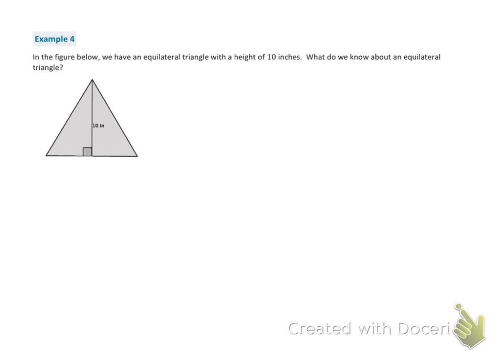Okay, this next example leaves us with a little bit more to figure out. So let's look at it. Example 4. In the figure below, we have an equilateral triangle with a height of 10 inches. What do we know about an equilateral triangle? Okay, so you have to think back, remember what equilateral means.